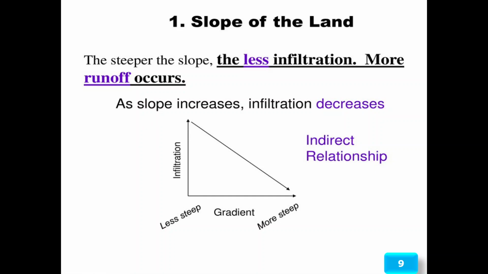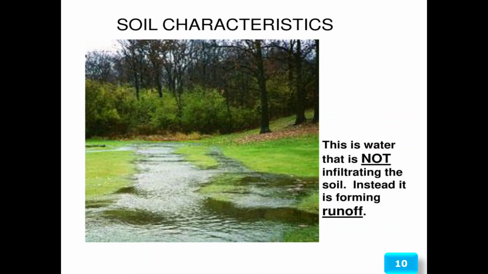the slope needs to be gentler. Otherwise, it is steeper. Here the infiltration rate is high, whereas here, where it is more steep, the infiltration rate is very low by comparison. So this is an inverse relationship between infiltration and slope. Soil characteristics also depend on this. Yesterday we discussed the catchment area soil characteristics too. Likewise, this is water that is not infiltrating the soil, instead forming runoff.